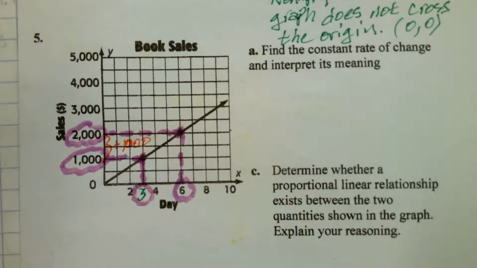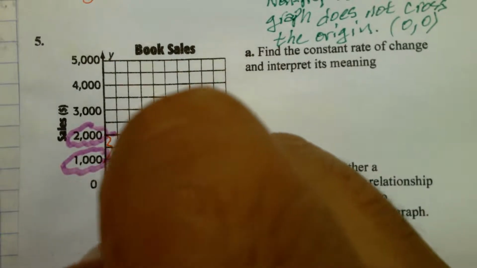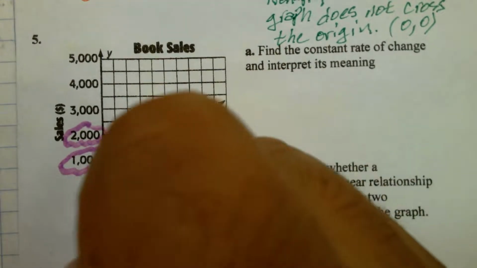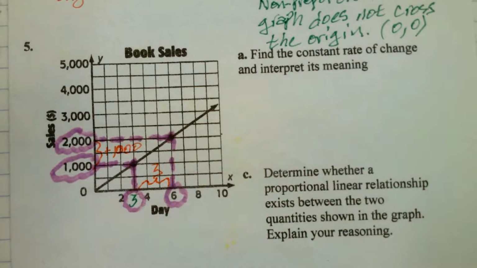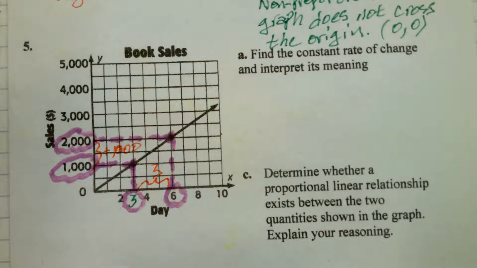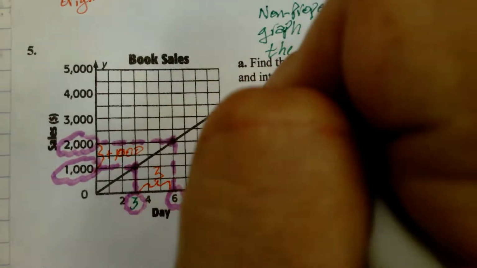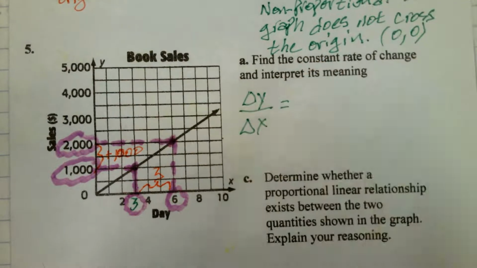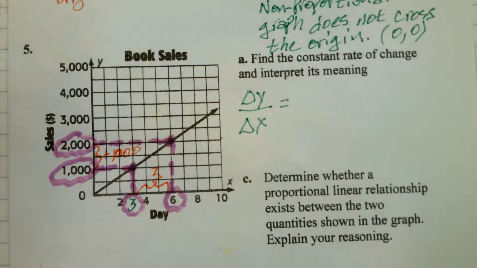So this is an increase of $1,000. Okay, $1,000. And over how many days? 3 days. From 3 to 6 is 3. Okay, so let's find the rate of change. The difference in the y value over the difference in the x value. Okay, I'd like you to find that. Check and find the difference in y over the difference in x. We have all the numbers there. You just have to set them up. And use the units if you can. We're talking about dollars for y and days for x.